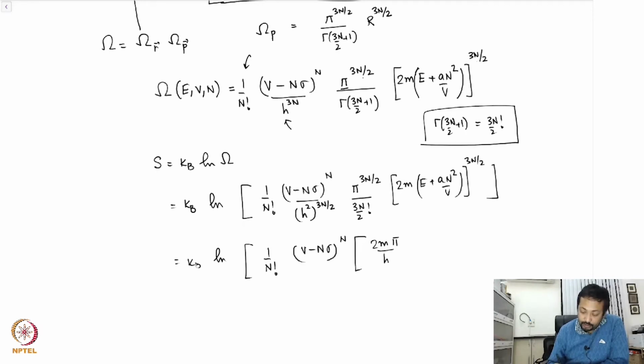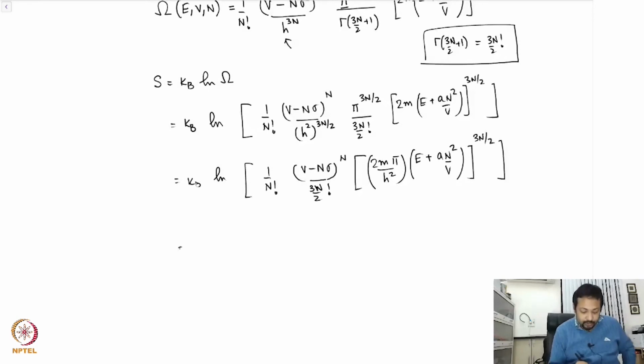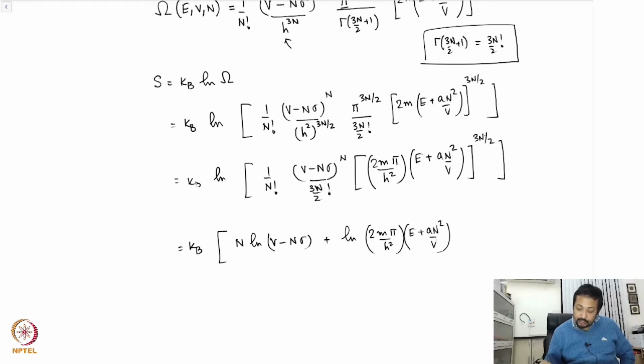twice m pi over h square times e plus a n square over v raised to the power 3n by 2, and then I have 3n by 2 factorial. Now let's take the log. So that this gives me kb n ln v minus n sigma plus ln twice m pi over h square e plus a n square over v raised to the power 3n by 2 gives me 3n by 2, and then I have minus 3n by 2 ln of 3n by 2, I have plus 3n by 2 that comes from this.